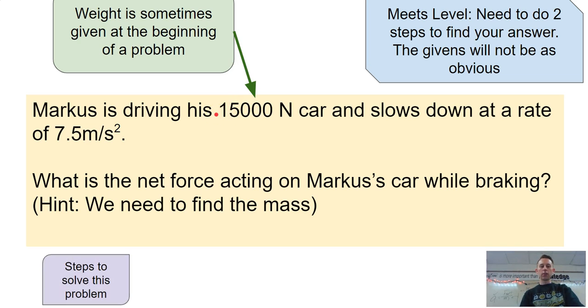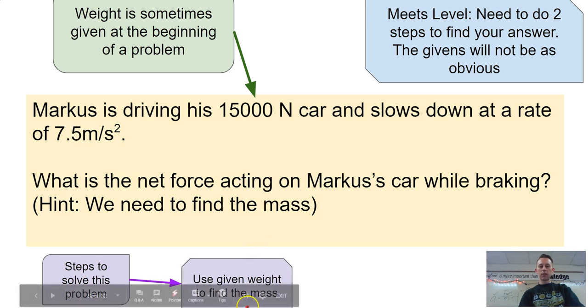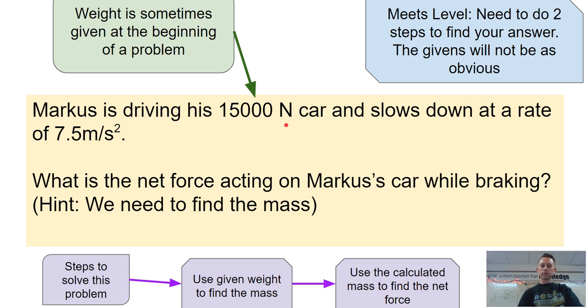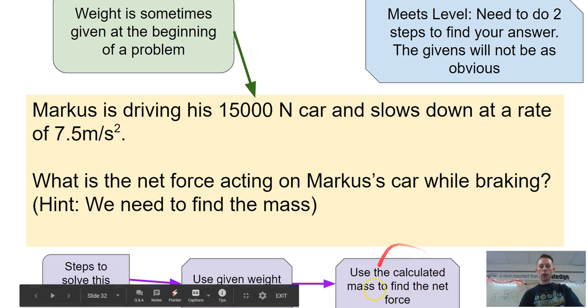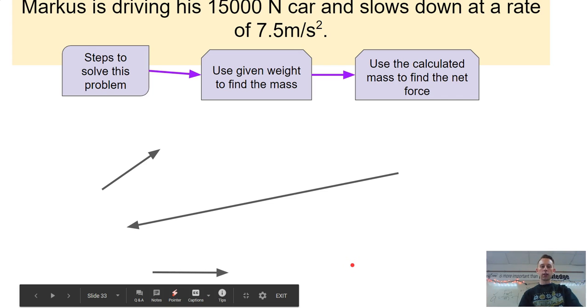So the steps that we're going to do to solve this problem are: use the given weight to find the mass. So this is the weight. We're going to use that to find the mass. Once we have the mass, we'll use that to find the net force at the very end. So here's my work.